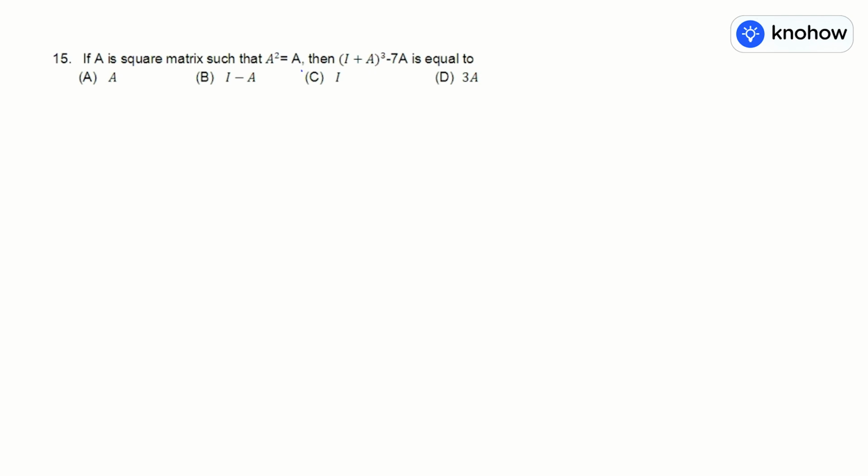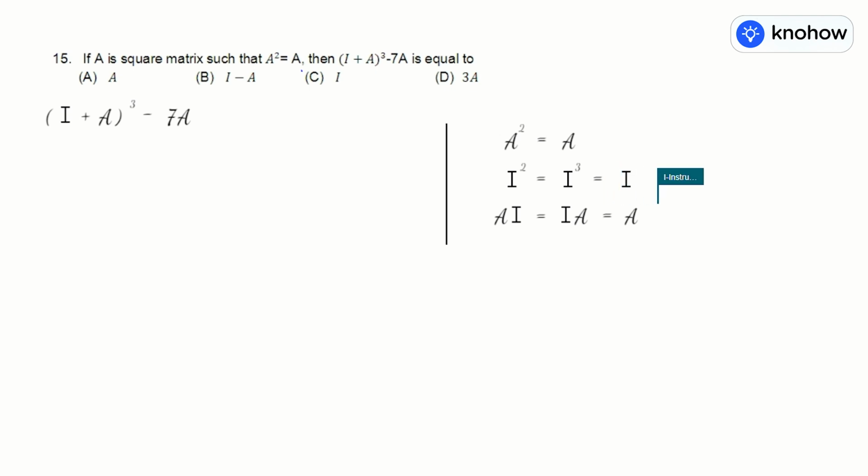15th sum. If A is a square matrix such that A square equal to A, it is given to us that A square is A, then we have to work out the value of (I plus A) whole cube minus 7A. Let me write a few more results: wherever you come across I square or I cube, that can also be replaced by I, because the identity matrix multiplied by itself twice or thrice will keep it the same, and even if I have to use AI equal to IA, it will remain equal to A. So using these results, we can continue.